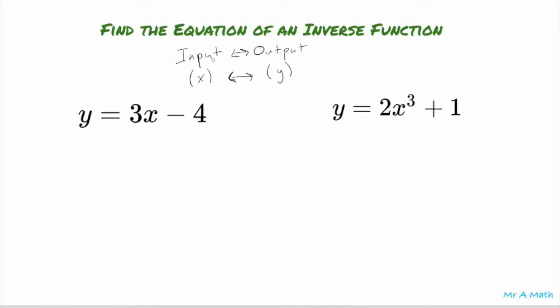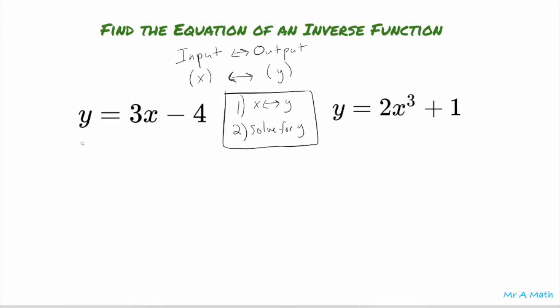Instead of thinking of it as switching the input and the output, I'm going to think of it as switching the X and the Y. So first and foremost, I need to switch X and Y. And then number two, I need to solve for Y. And that's going to give me the equation of my inverse function.